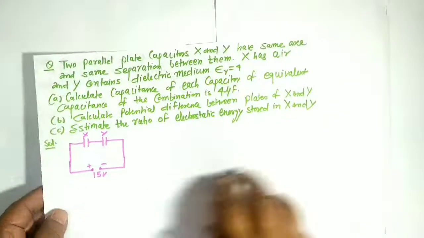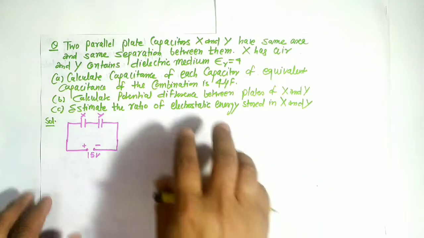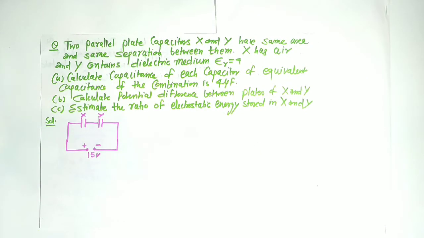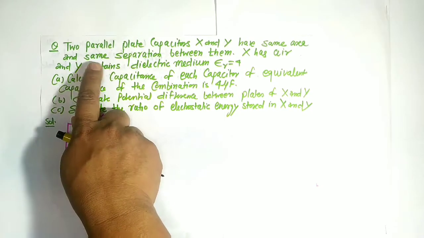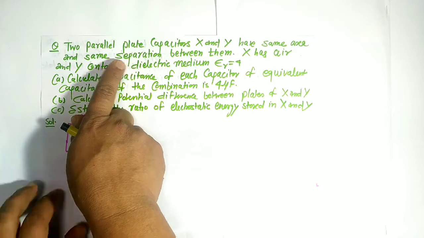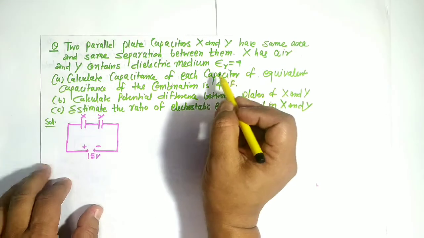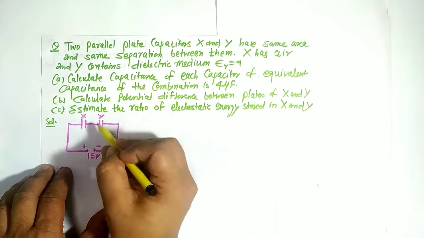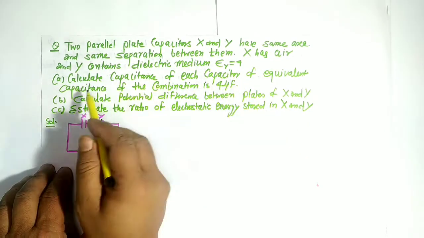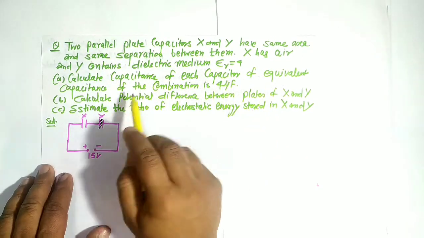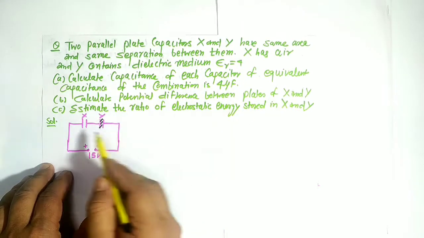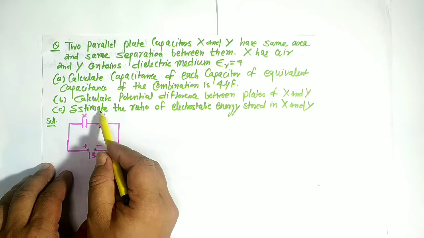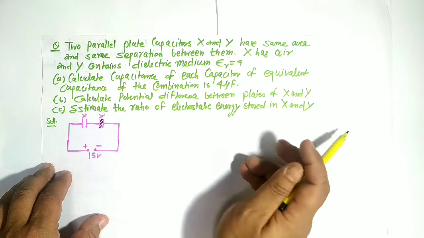And then there is another question. It's a very important question. If you see, it has 3 parts. What is the question? It is written that parallel plate capacitors X and Y have same area, same separation. They are identical. X has air and Y has a dielectric medium. Calculate the capacitance of each capacitor, because net capacitance is given, then calculate the potential difference in both X and Y, and then the ratio of electrostatic energy.